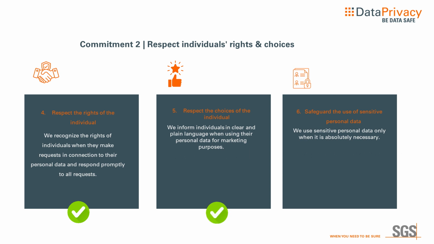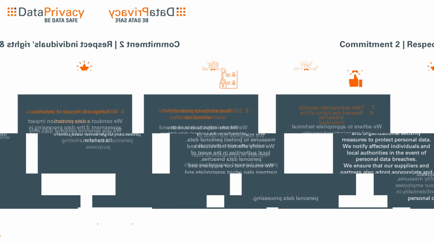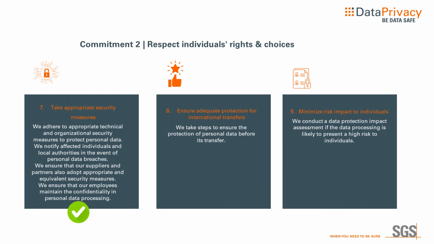Number 5, respect the choices of individuals. We clearly and plainly inform individuals when we use their personal data for marketing purposes. 6, safeguard the use of sensitive personal data, which we use only when it is absolutely necessary. 7, we take appropriate security measures, and we will notify affected individuals and local authorities in the event of personal data breaches. 8, we ensure adequate protection for international transfer. We ensure personal data is protected before transferring it. And the last one, minimize risk impact to individuals. We conduct a data protection impact assessment if data processing is a high risk to individuals.